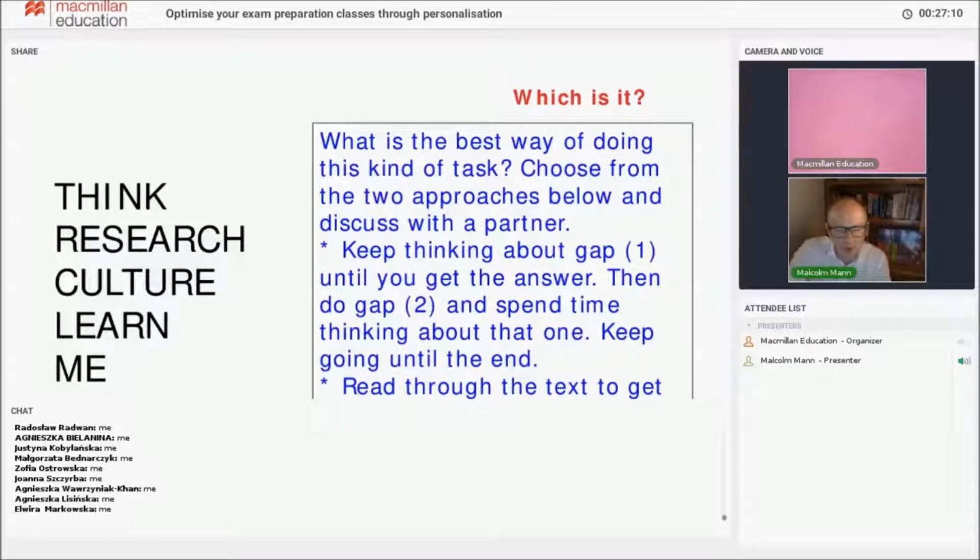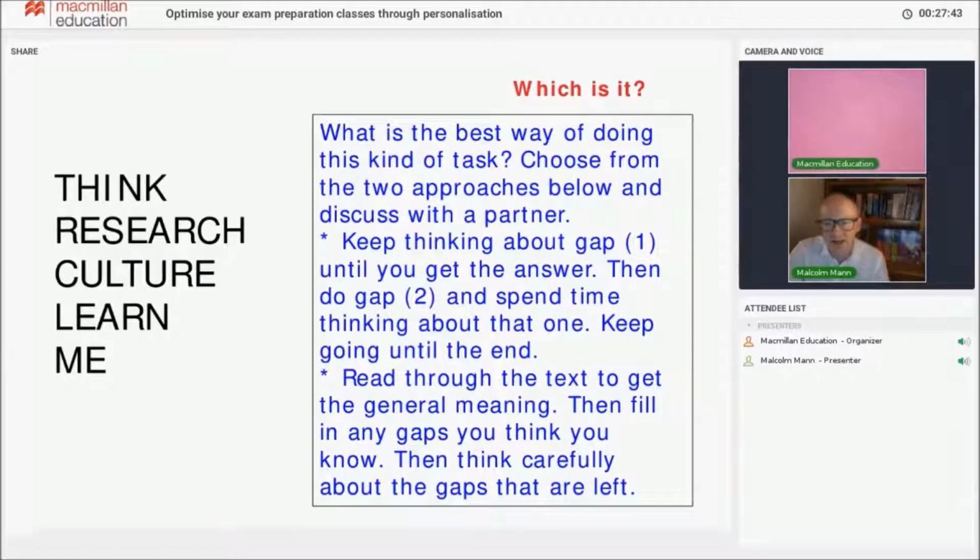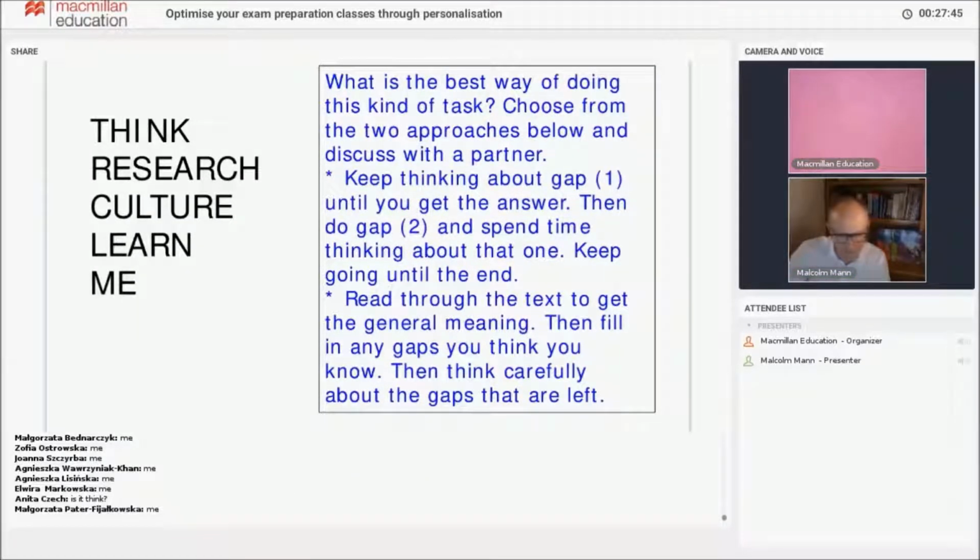So have a read of this one and then type into the chat box what you think this one is. Fairly simple one, I think. Is it think, research, culture, learn, or me? Oh, it's gone. Okay, we're going to move on. That one is learn, because it's about how the students actually do the correct task in the English exam.